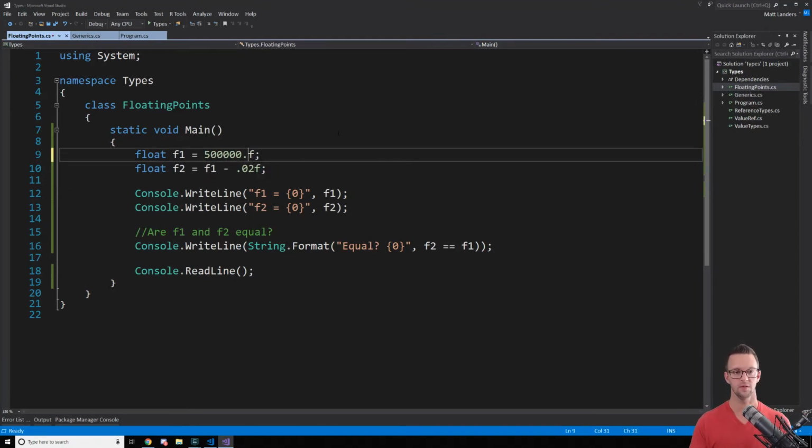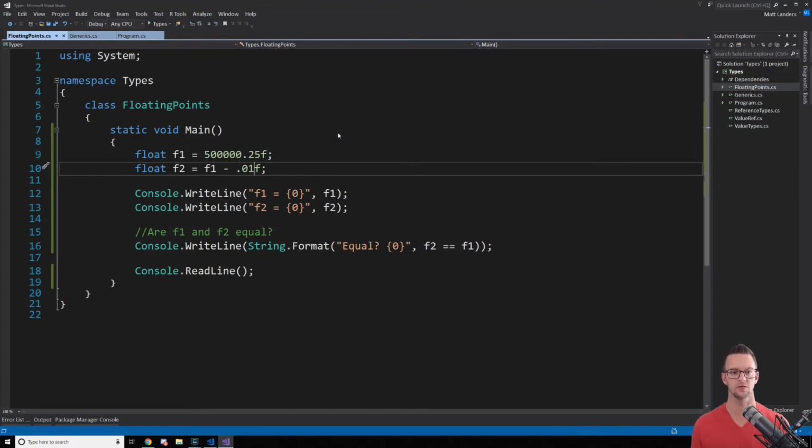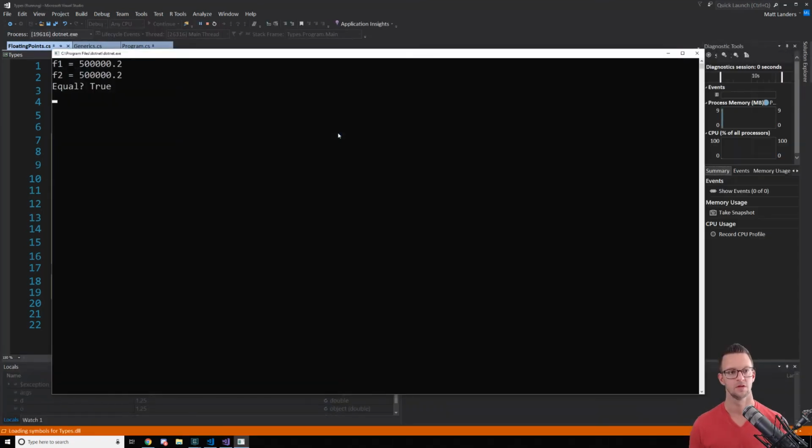Let me do this a different way that I had in the example here. So this should be 500,000.24. This will be a lot easier for us to see. Sorry about that. And there we go. It thinks that these two numbers are true.